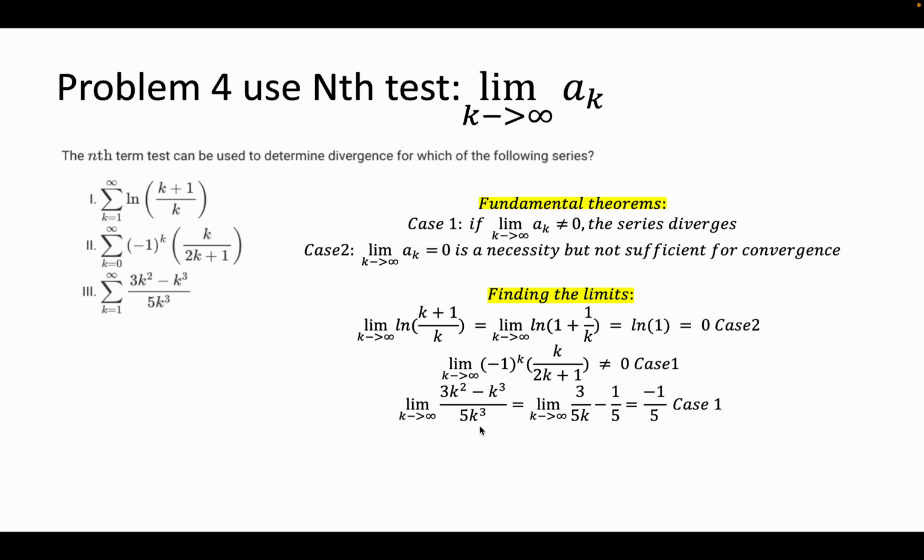Now let's look at the third one. So we have k squared, k cubed here, and we do some simplification. So 3 over 5, k minus 1 over 5. And we know that this limit is negative 1 over 5, so it's not equal to 0. So case 1. We can also use the nth term test to determine that number 3 is also diverging. So 2 and 3, and not 1.